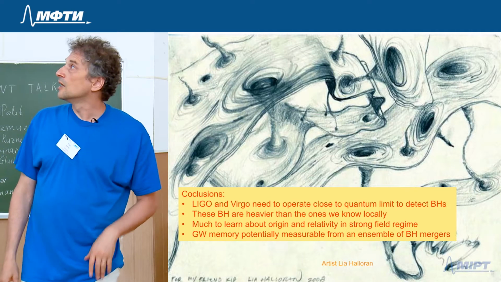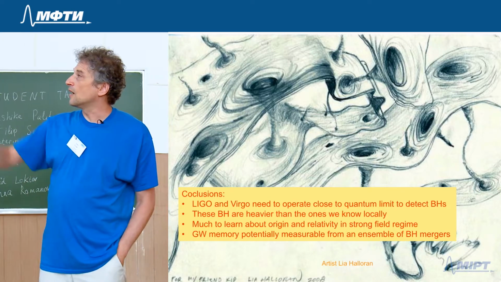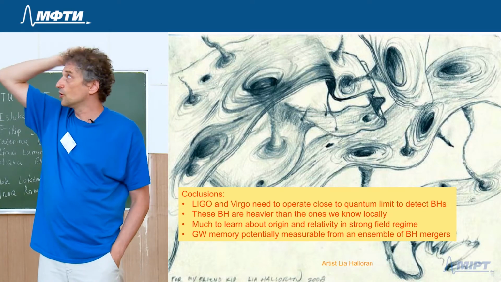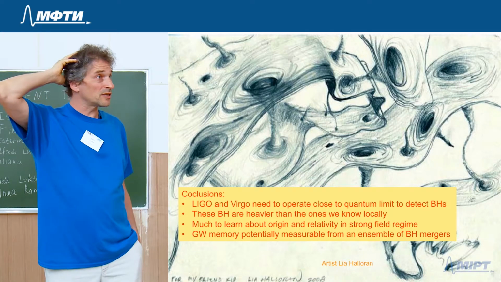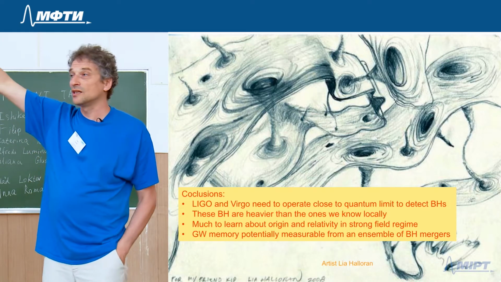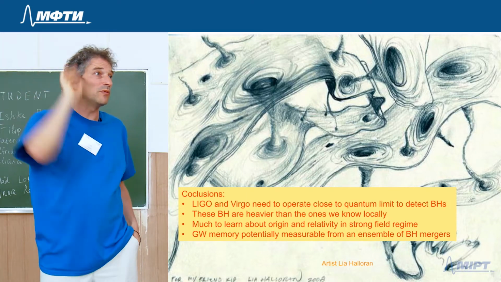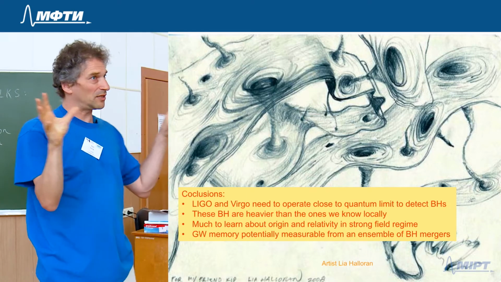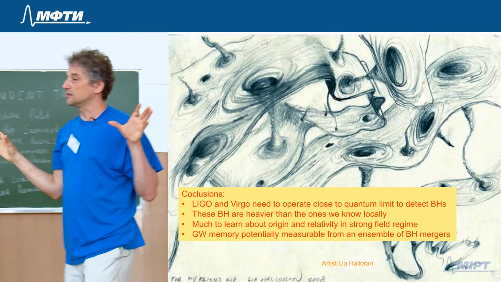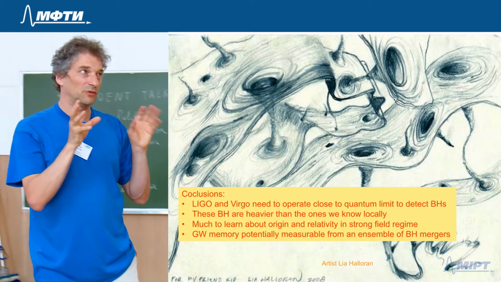And I want to impress on you that LIGO and Virgo are amazing machines, and that they need to operate at a macroscopic quantum limit for the test masses that you have on a detector. And this is almost achieved, and it will be achieved.